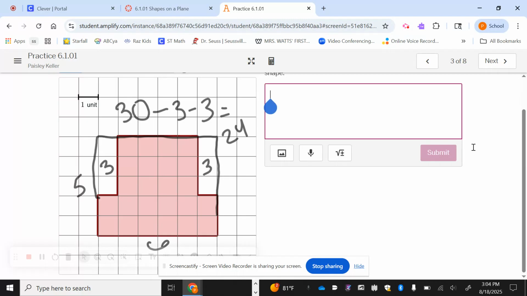So how would I do that? And then you would want to type that up, like making a bigger shape, however you did it. Make a bigger shape, then subtract off the extra pieces.